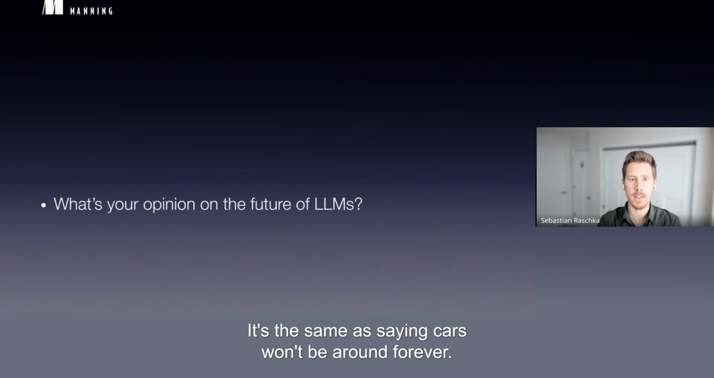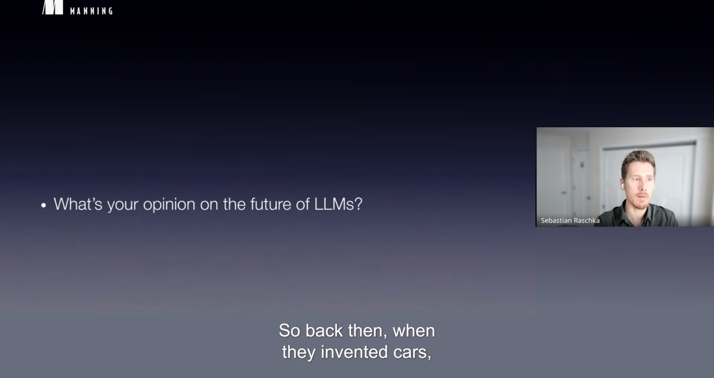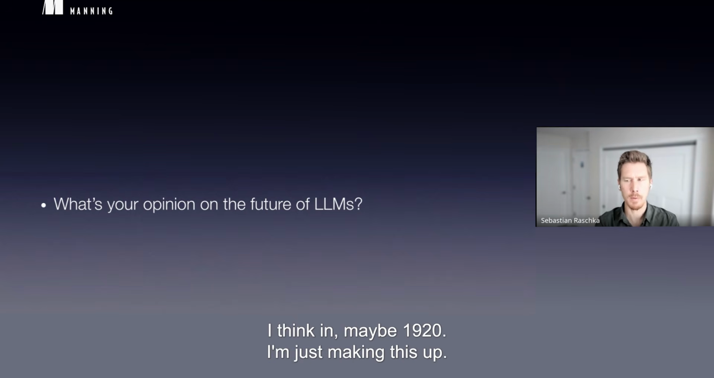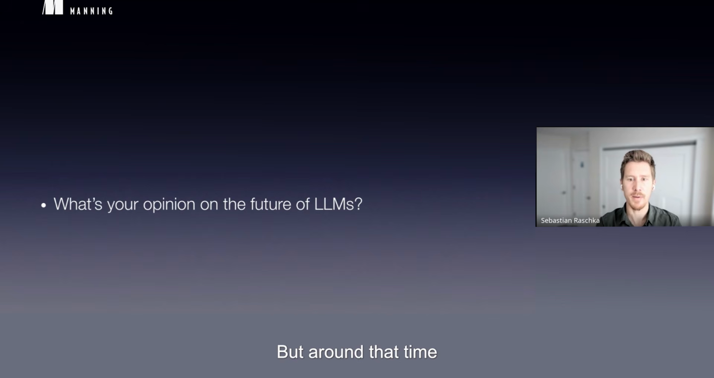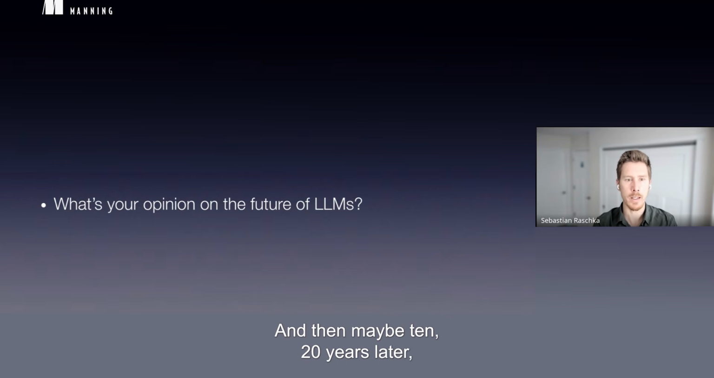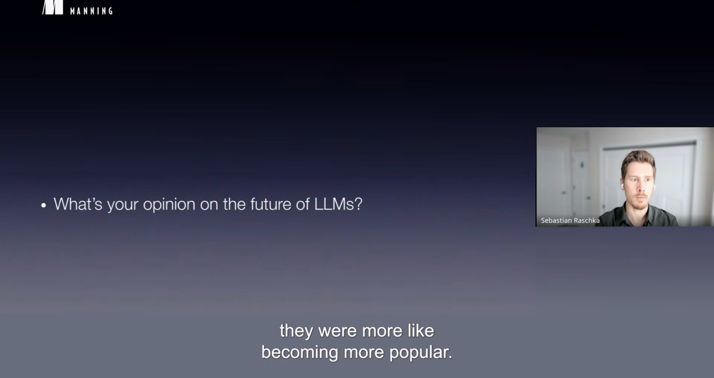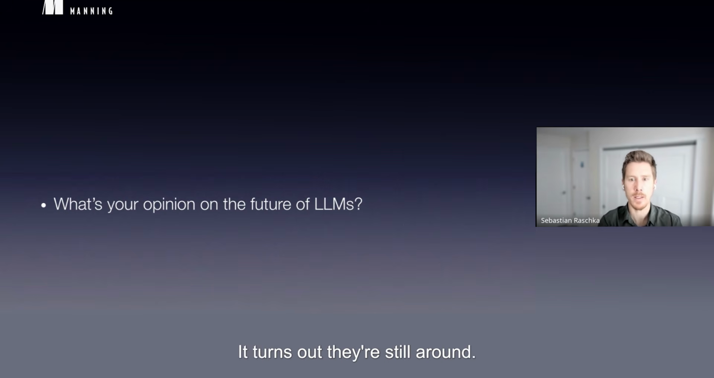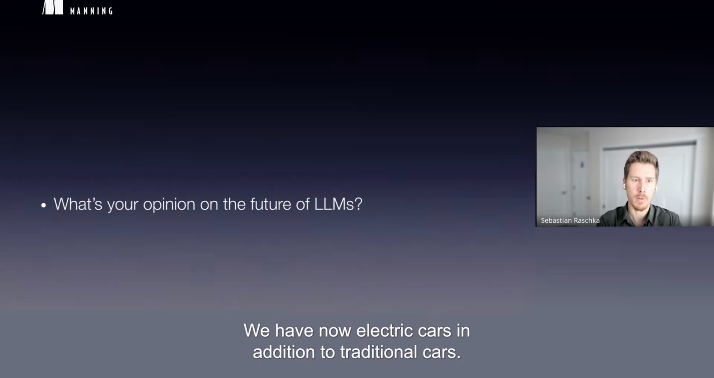It's the same as saying cars won't be around forever. So back then, when they invented cars, I think in maybe 1920, I'm just making this up, but around that time, people were thinking, oh, this is a new thing. And then maybe 10, 20 years later, they were becoming more popular. And at that point, one could have said, okay, they might not be around forever. It turns out they are still around. They have evolved though. We have now electric cars in addition to traditional cars.